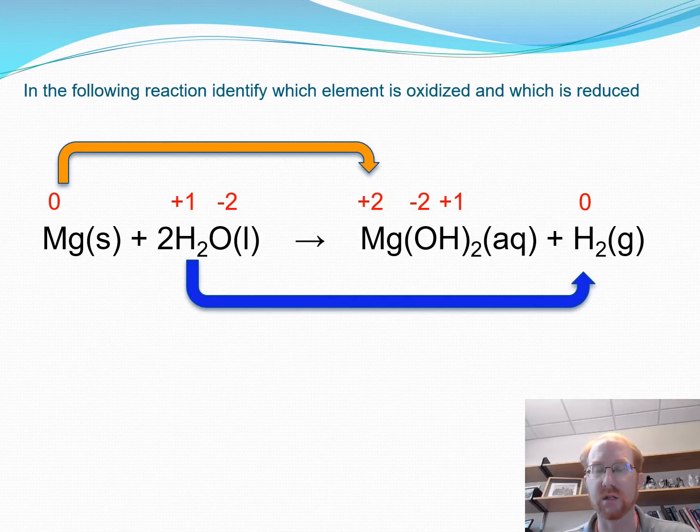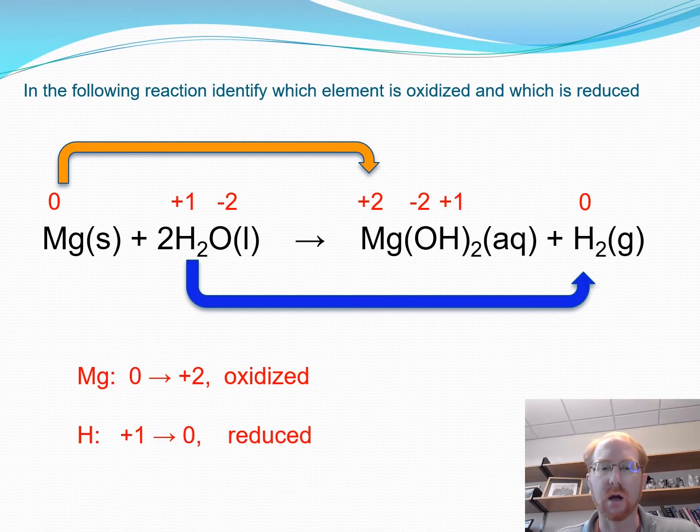The hydrogen has gained electrons. So we see that magnesium has gone from 0 to +2. It has lost electrons, so that is oxidized. Hydrogen has gone from +1 to 0. It has gained an electron, so that is reduced.